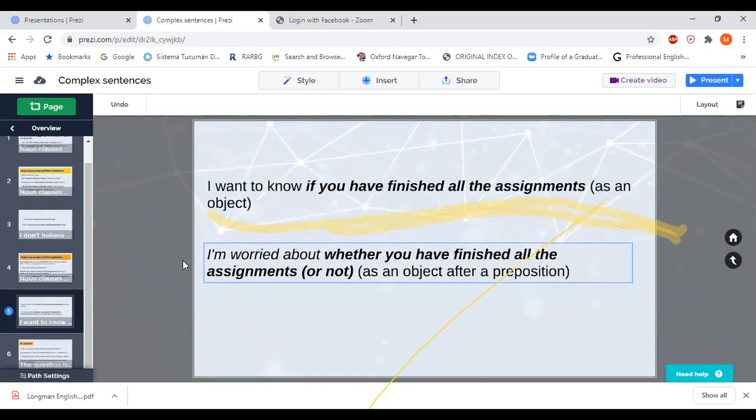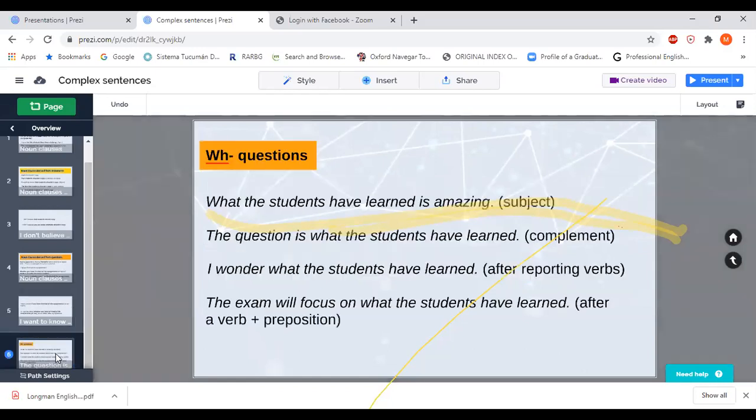We can also call it the object of a preposition, and we can say something like, I'm worried about whether you have finished all the assignments or not. In this case, this whole clause is the object after a preposition, in this case, the preposition about. Do you understand? Okay.